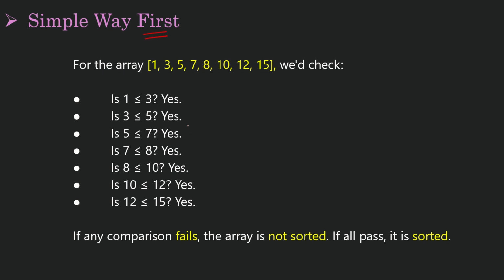For the array 1, 3, 5, 7, 8, 10, 12, 15, we'd check, is 1 less than or equal to 3? Yes. Is 3 less than or equal to 5? Yes. Is 5 less than or equal to 7? Yes. Is 7 less than or equal to 8? Yes. Is 8 less than or equal to 10? Yes. Is 10 less than or equal to 12? Yes. Is 12 less than or equal to 15? Yes. If any comparison fails, the array is not sorted. If all pass, it is sorted.